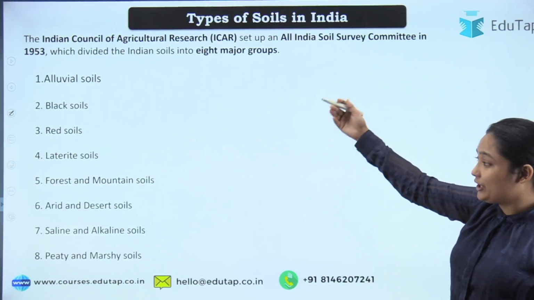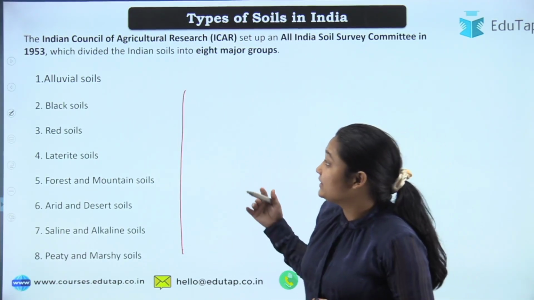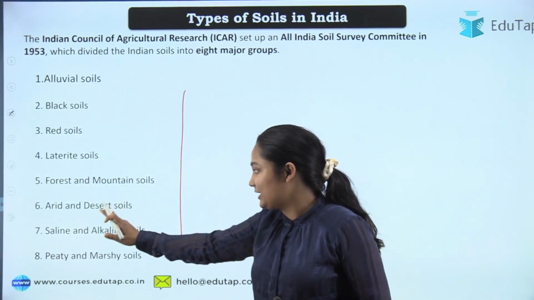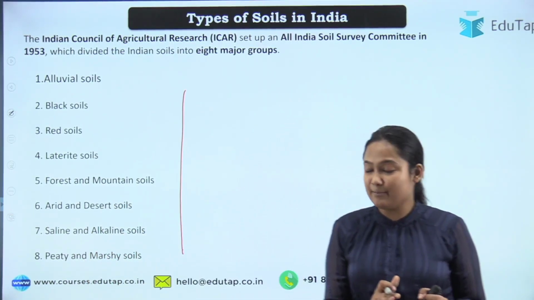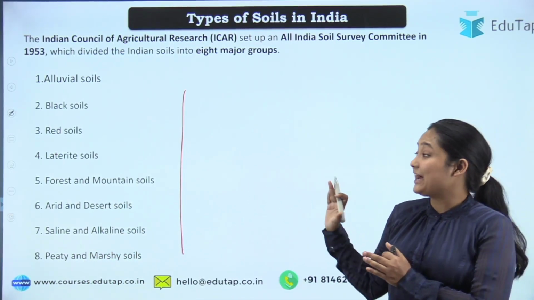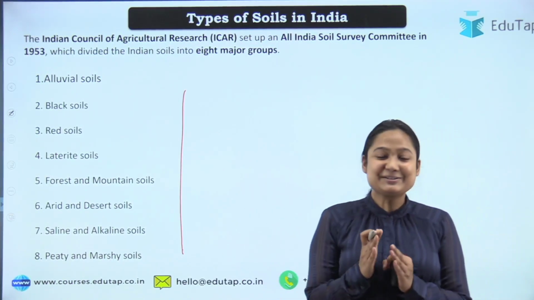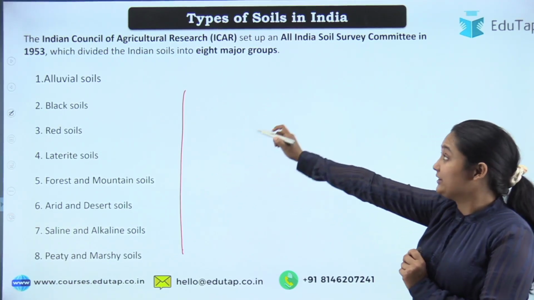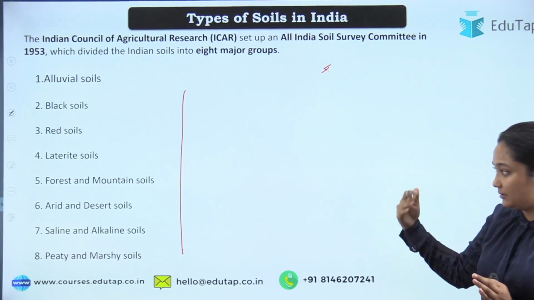According to them, there are 8 major types of soil: alluvial soil, black soil, red soil, laterite soil, forest and mountain soil, arid and desert soil, saline alkaline soil, and peaty and marshy soil. We will discuss their properties and the orders involved in these types of soil. So let's discuss our class, and this part is very important. This is the most important part of the types of soil topic.